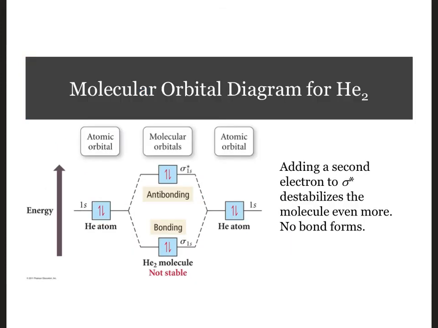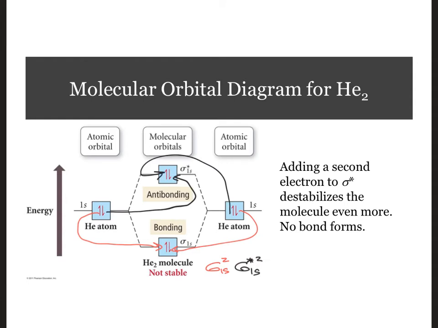Suppose we try to build a molecule using the noble gas helium. The hypothetical helium molecule uses the same basic MO diagram as hydrogen, but with 4 valence electrons. 2 electrons occupy the bonding orbital, and 2 electrons occupy the anti-bonding orbital. Because we have the same number of electrons in the bonding and anti-bonding orbitals, no bond can form. This explains why molecular helium is impossible to make.